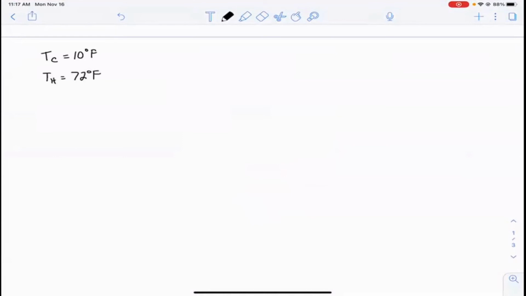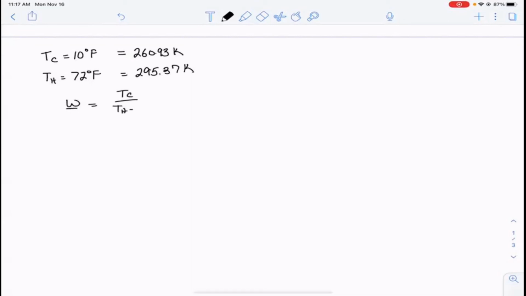Now, at the very beginning of our semester, I said I have a preferred set of units that I like to work in. And of course, you could take Fahrenheit and convert it to Rankine. And this would be absolutely fine. You could solve the problem the same way, but I prefer to convert to Celsius and then to Kelvin. And so 10 degrees Fahrenheit, if you do this conversion, is 260.9 degrees Kelvin. And 72 degrees Fahrenheit is 295.4 Kelvin.